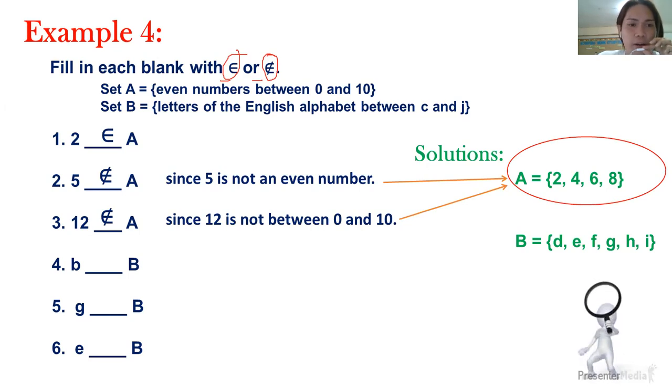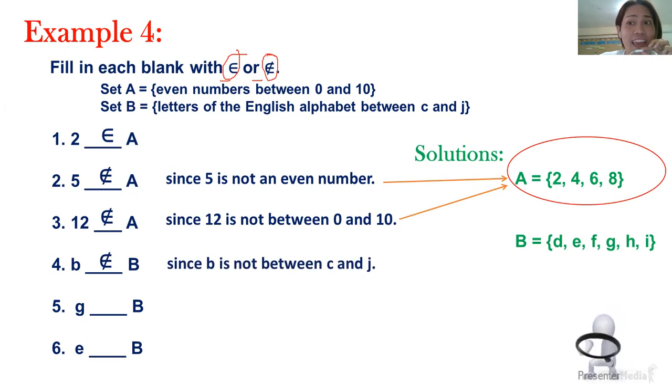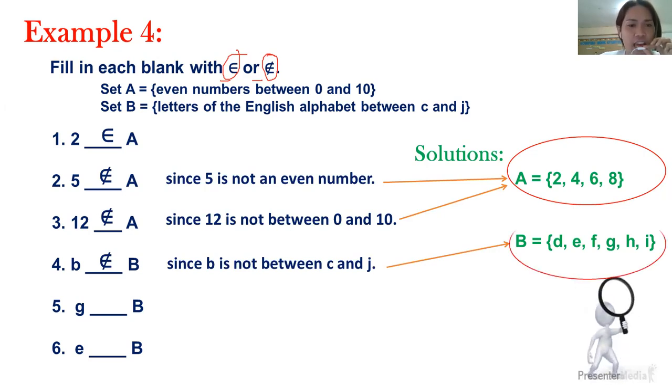What about number 4? B is not an element of B. What is the reason? Since B is not between C and J. As you can see in the given, B consists of the elements D, E, F, G, H, I. So B is not an element of B since B is not between C and J. Number 5 is an element of B and number 6 is an element of B. I hope you all got it correct.